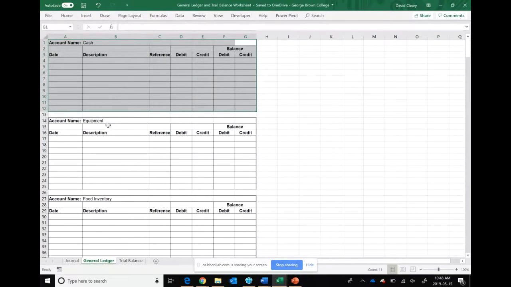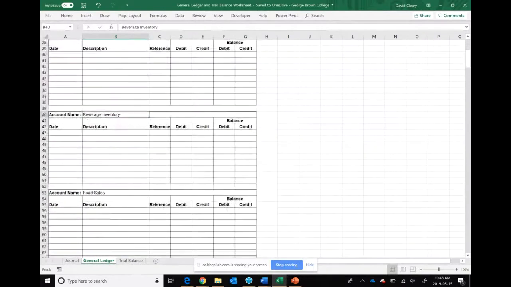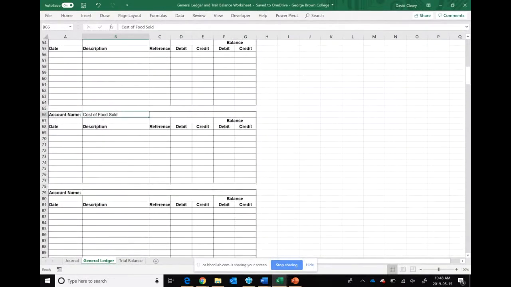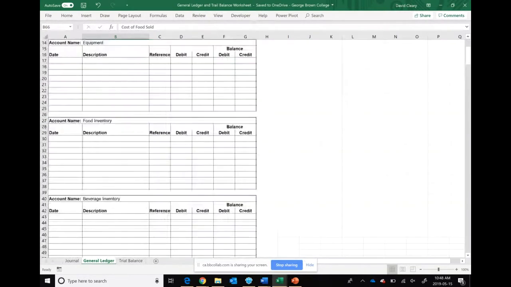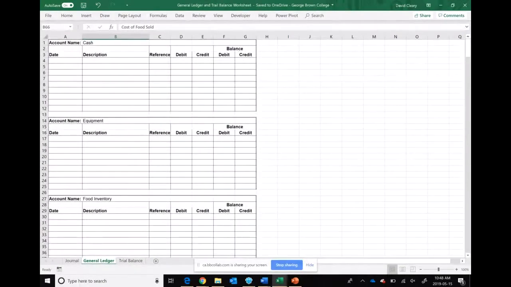Okay. We then have accounts for equipment, food inventory, beverage inventory, as we go down the list here, cost of food sold, and did I miss one? And equipment. And food sales. Yeah, I went a little quick.